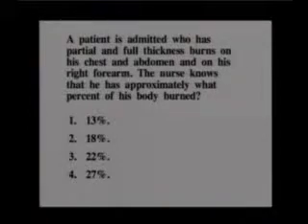And the best answer to this is answer number 3, 22%. So the anterior trunk was 2 9s, that was 18%, and half of the arm was 4.5, which would be 22.5%. The closest answer on that slide is 22%.